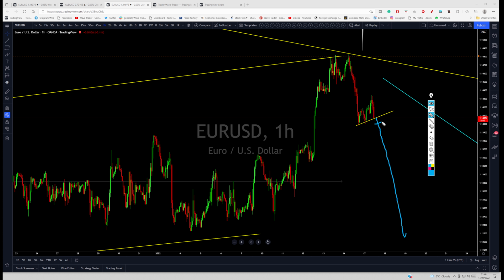So you are looking for this to sharply break down and continue to keep dragging lower, more downside, all the way back to the bottom.